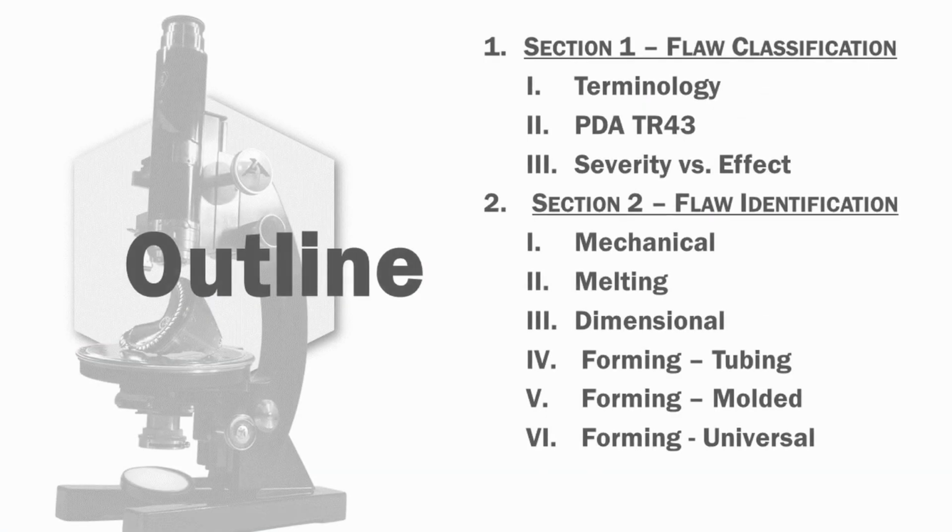We've now looked at the first 3 parts of Section 2: mechanical flaws, melting flaws, and dimensional flaws. In the next 3 sections, we're going to examine those flaws that are created during the forming process. In Part 4, we're going to look at flaws related to forming exclusively for tubing containers.